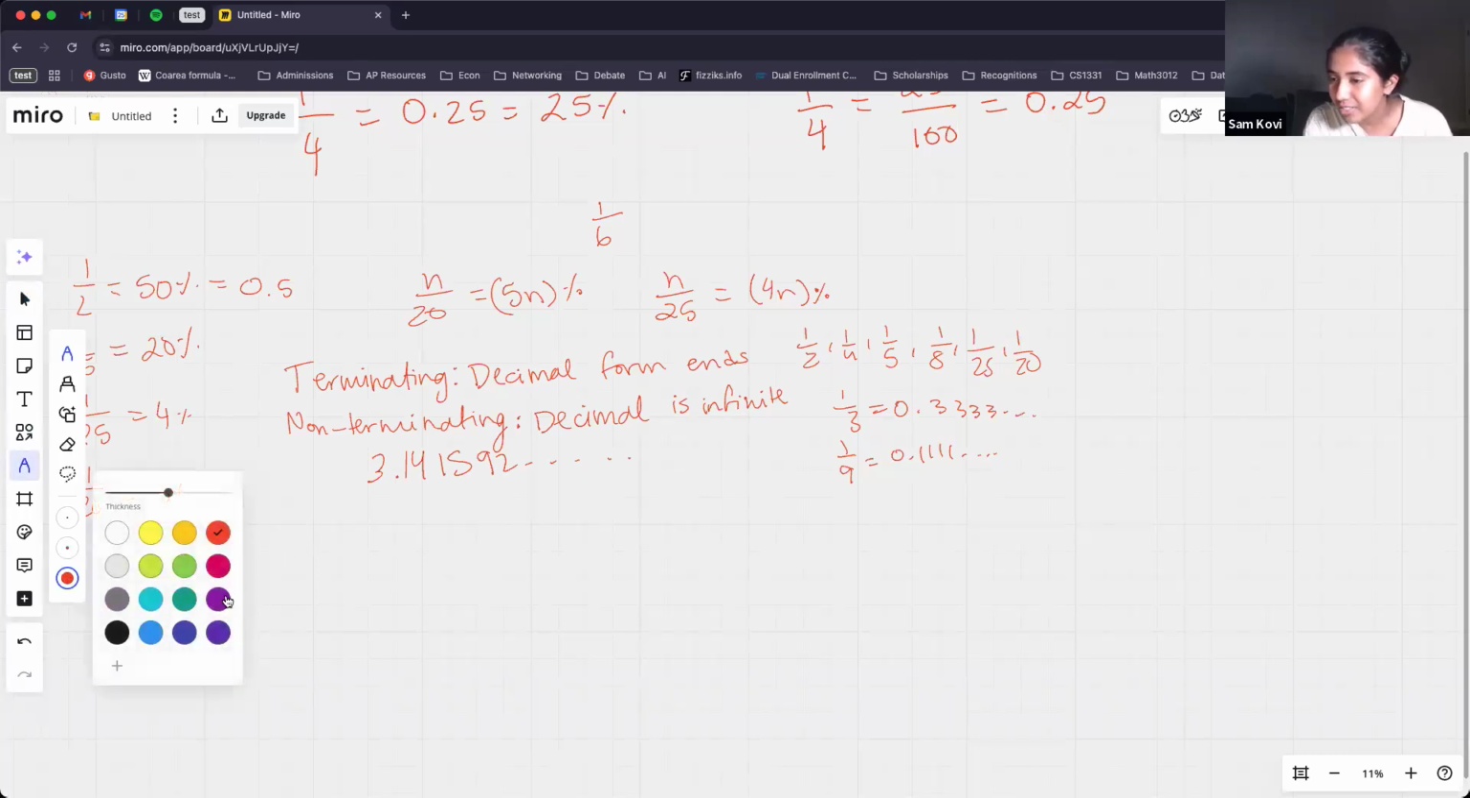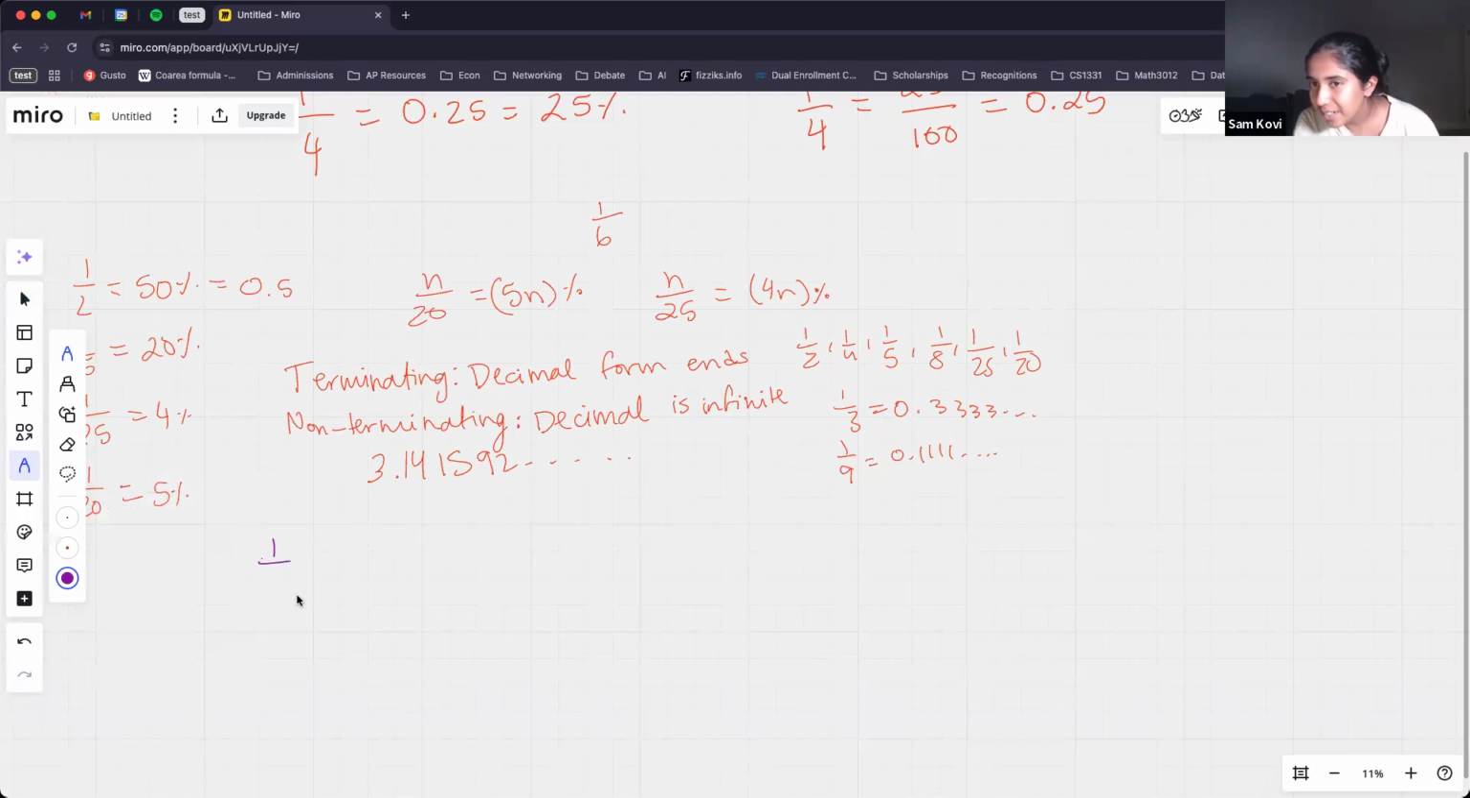Oops, let's switch colors. I feel like I've been writing in red too long. Whoever's spamming pi in the chat, please stop, or I will remove the chat for everyone else.